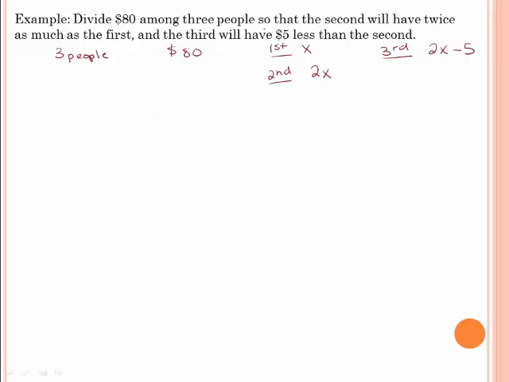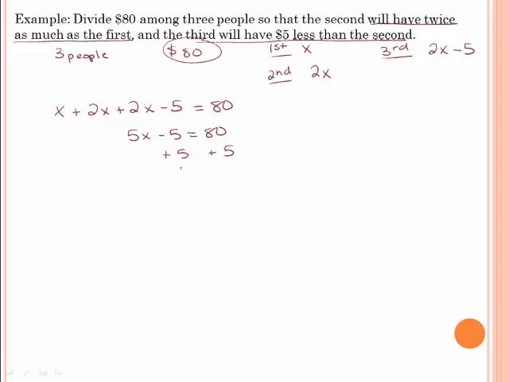Okay, so again, we'll call the first person x. The second will have twice as much, so that's 2x. The third has 5 less than the second, so we take the 2x and we take 5 away. Altogether, it's going to be $80, so we need to add these all up. x plus 2x plus 2x minus 5, that's 3x plus 2x is 5x.